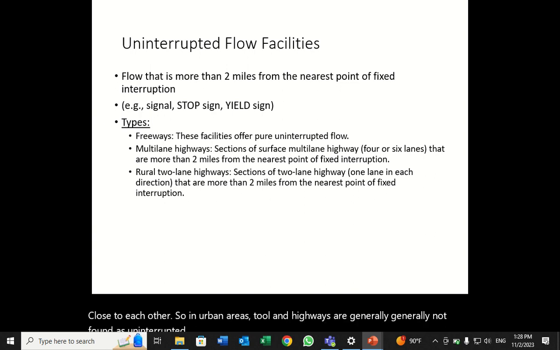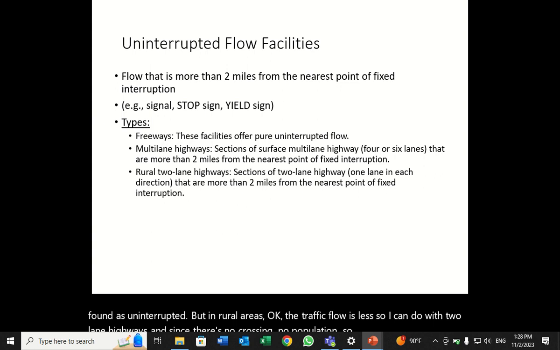But in rural areas, the traffic flow is less, so I can do with 2 lane highways. And since there's no crossing, no population, intersections can be very far from each other.